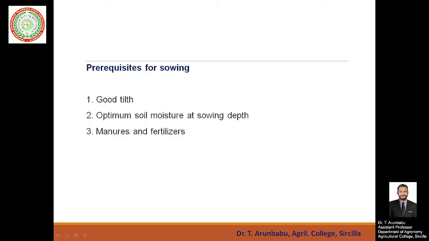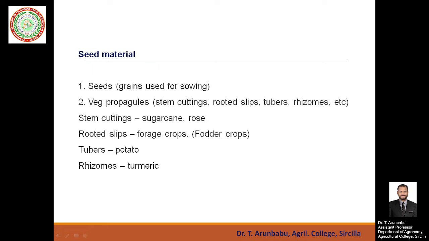So the main prerequisites for sowing: the first one is good tilth and optimum soil moisture at the sowing depth, and manures and fertilizers. Good tilth means the resultant form after tillage operations, so that is tilth. Optimum soil moisture at the sowing depth generally we can consider as field capacity. And manures and fertilizers we can generally apply during the sowing operations.